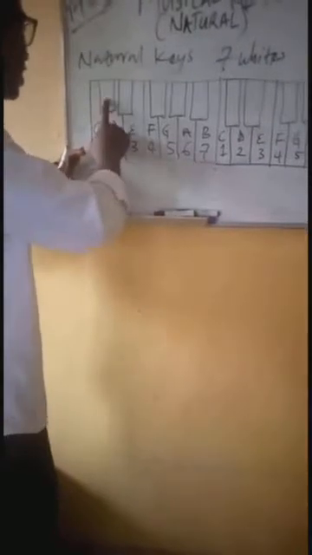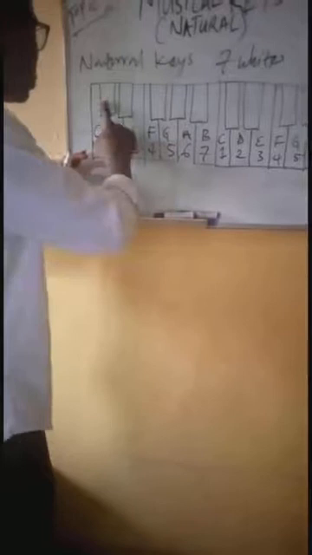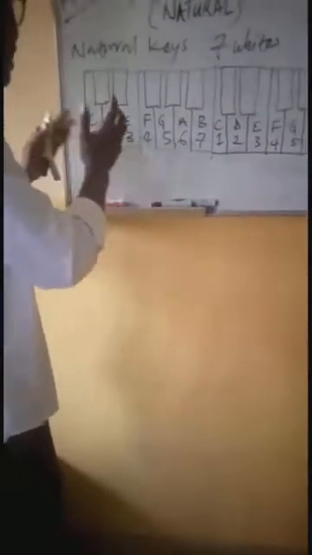Now we already know the distance between here and here. We know the distance between here and here, which is what? A semitone. So this is semitone, semitone. So now to know the distance between C and D, we add the distance from here to here, from here to here, to give us the distance between C and D. Now distance from here to here is semitone, semitone.